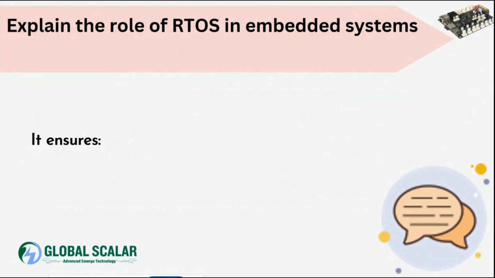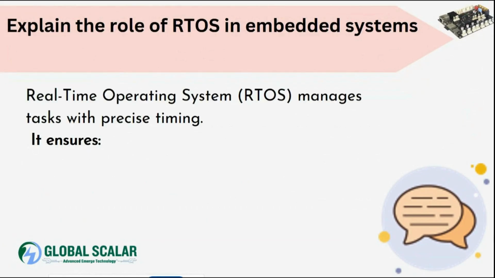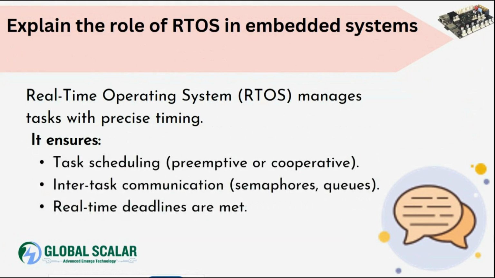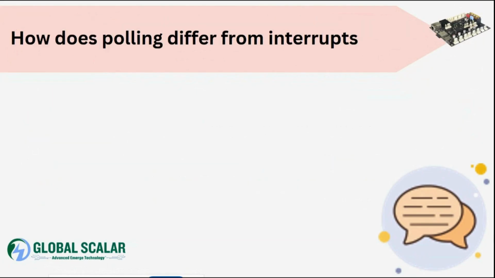Explain the role of RTOS in embedded system. RTOS, real-time operating system, manages the tasks with precise timing. It ensures task scheduling, where we have preemptive and cooperative, inter-task communication, where we have semaphores and queues, and real-time deadlines are one part. And how does polling differ from interrupts?